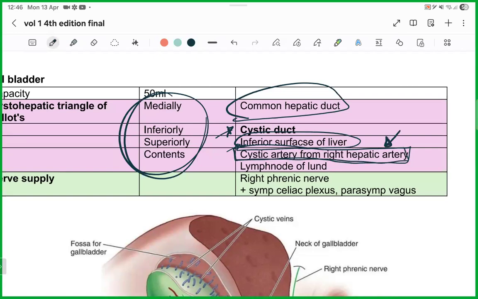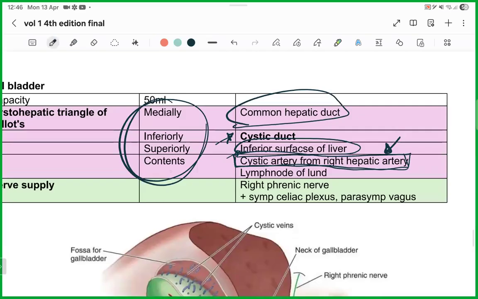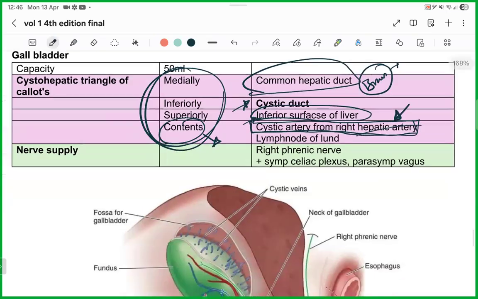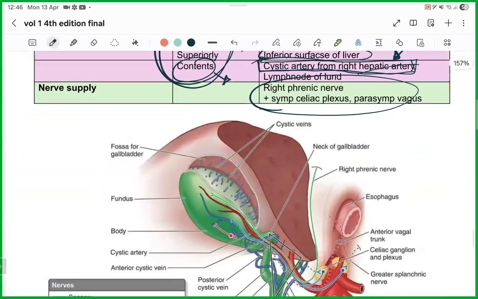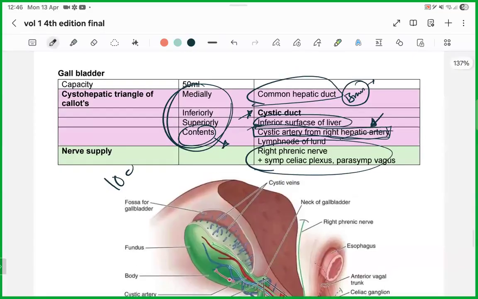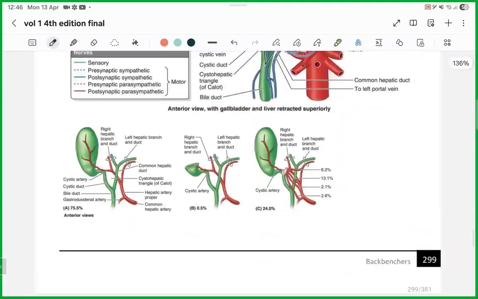Know the branches. They give you two questions. Which one is the content, and which one gives the branch? Which one gives the content of the cystohepatic triangle of Calot? Right hepatic artery. Very important. Nerve supply, right phrenic nerve. Simple. 100% important. Very, very important. They ask you this in the question.